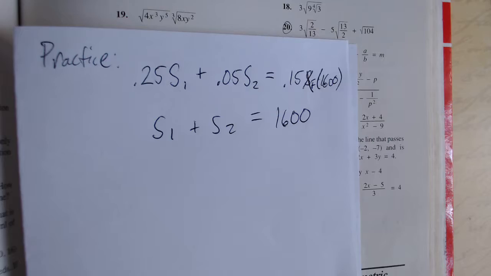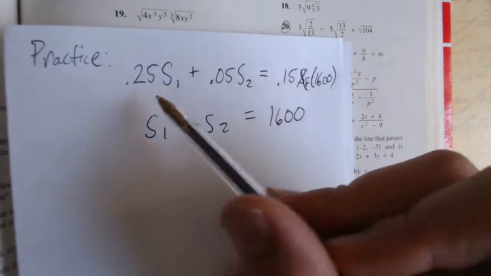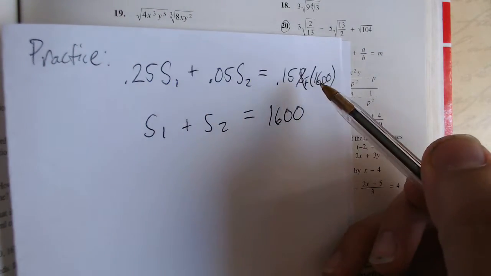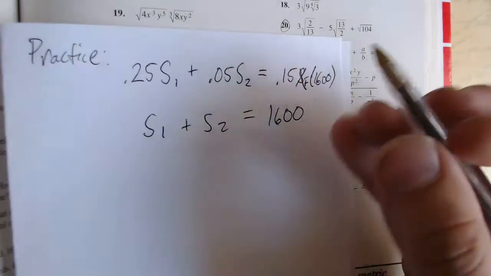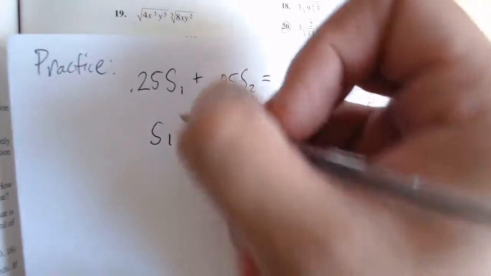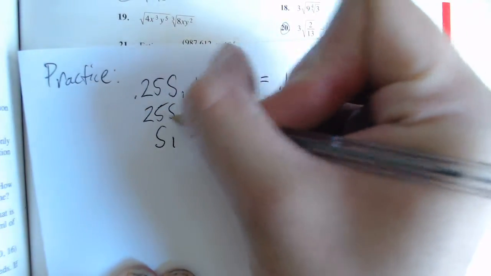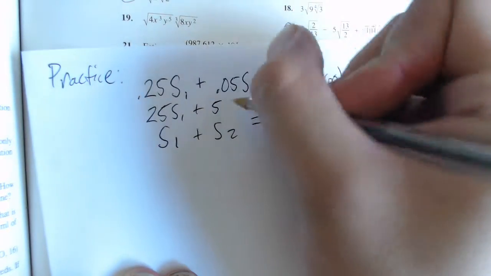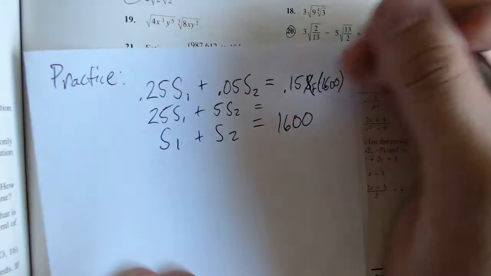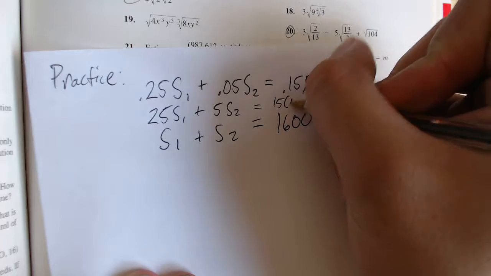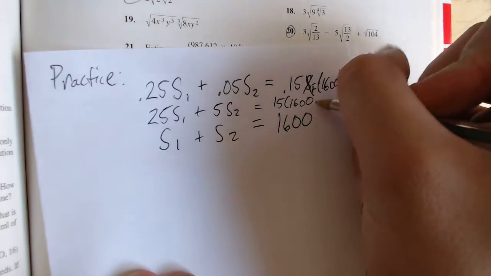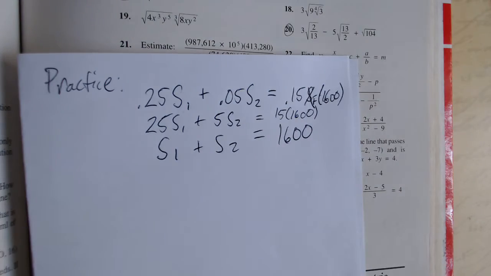First thing I'll go ahead and do is I'm going to simplify the salt equation. I'm going to get rid of all the decimals, and so I'm going to multiply everything by 100, and I'm going to copy that down below. So that'll become 25 times salt 1 plus 5 times salt 2 will equal 15 times 1600 for our final solution.